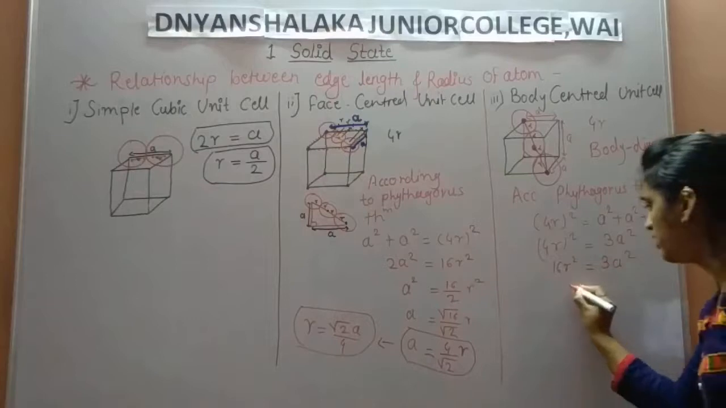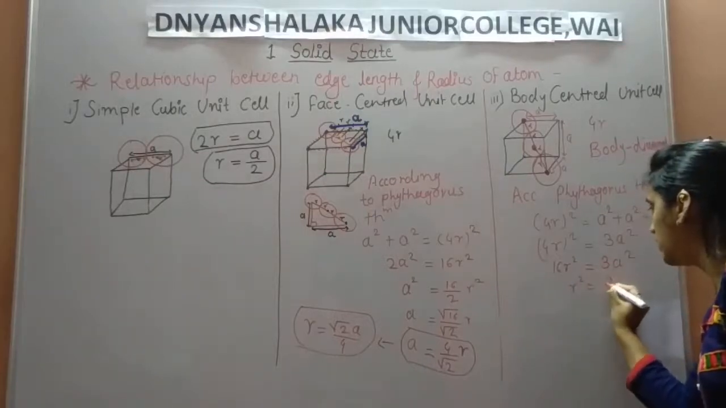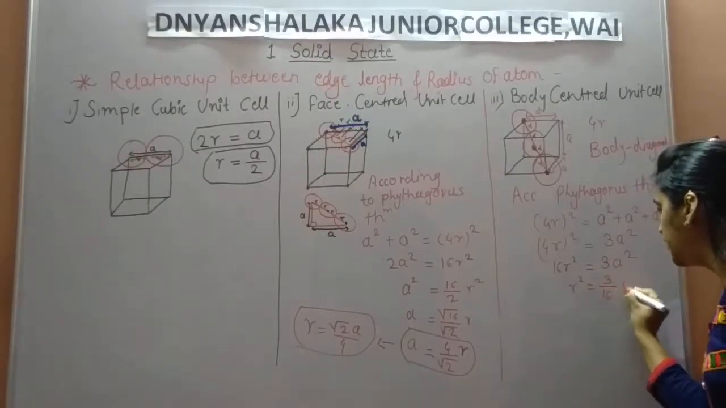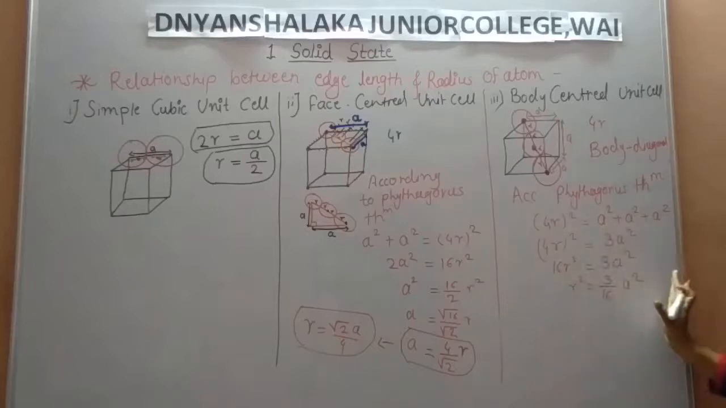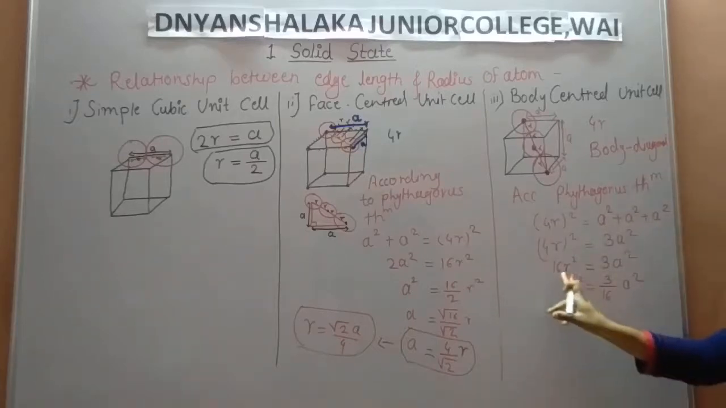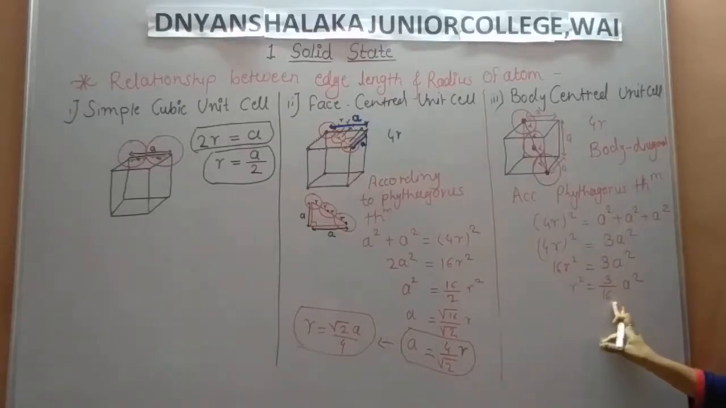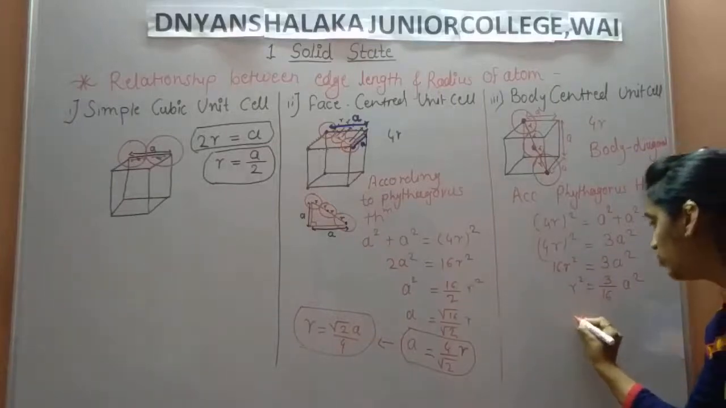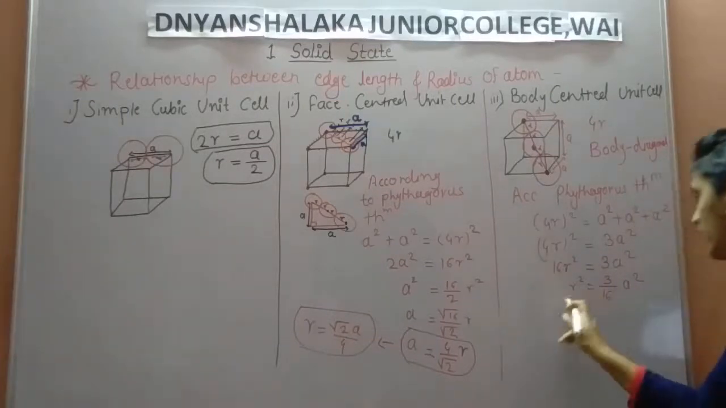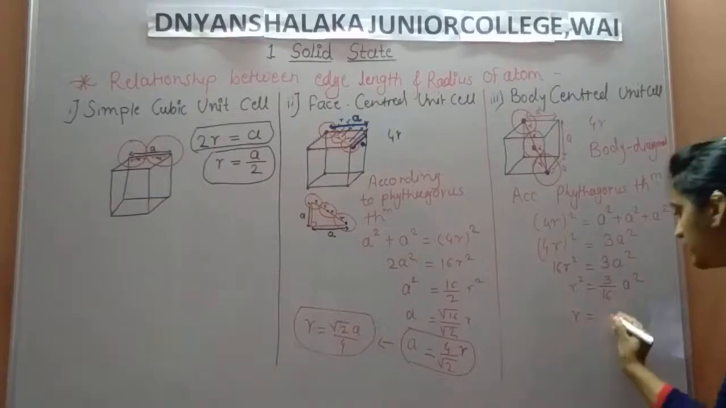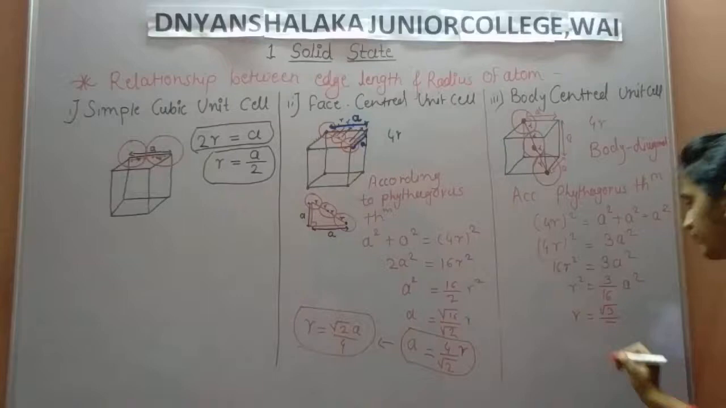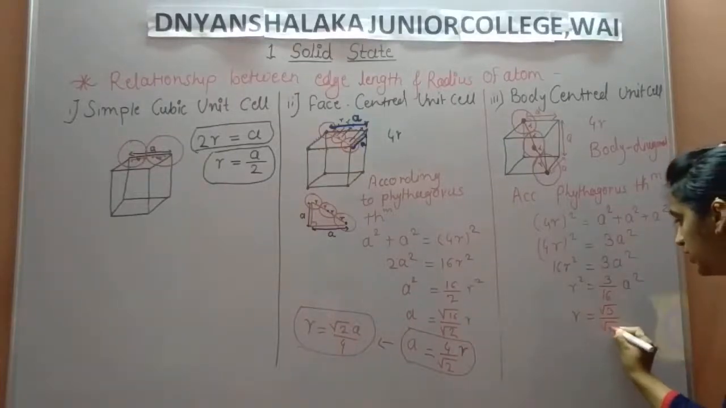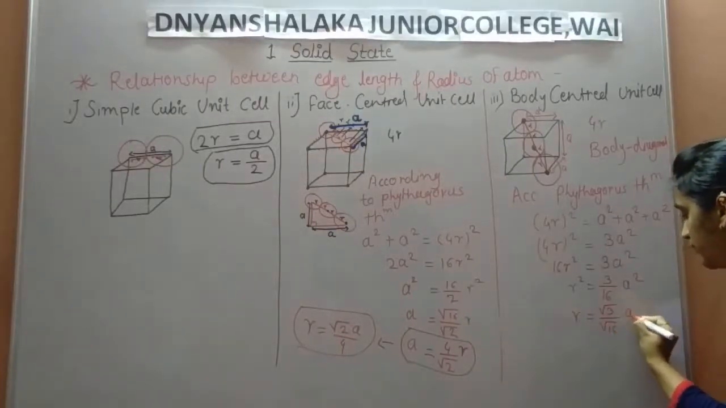So next equation: r square is equal to 3 upon 16 into a square. On the left hand side, 16 is multiplying r square, so we change it to the right hand side, and this multiplication is converted into division. Removing the square on both sides of r and a, r is equal to root 3 upon 4 into a.